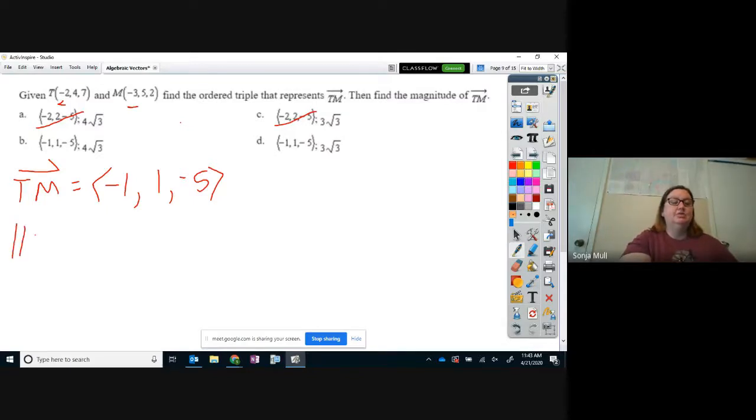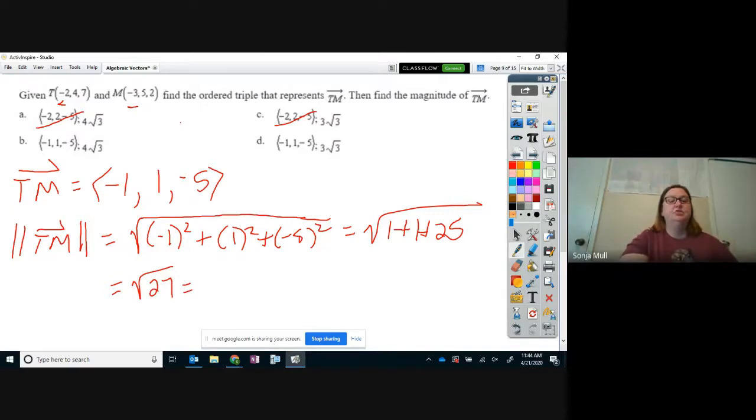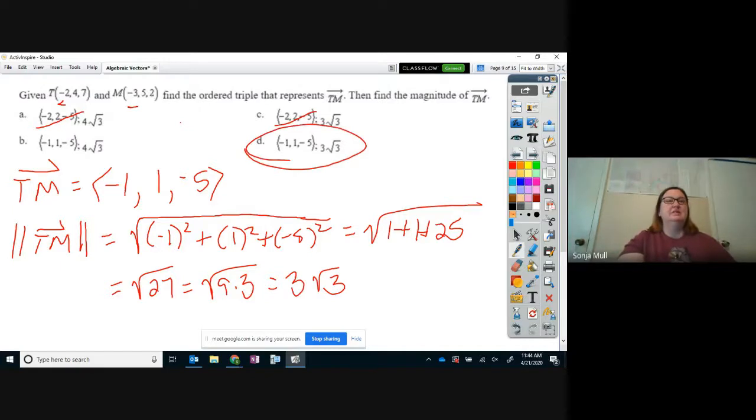Next, I need the magnitude. Just like I find magnitude in 2D, I do it the same way here. It's the square root of all of these squared added together. So negative 1 squared plus 1 squared plus negative 5 squared. Remember, when I square a negative, it becomes a positive. So this is 1 plus 1 plus 25, which is the square root of 27, which I can simplify. 27 is 9 times 3. The square root of 9 is 3, and so I get 3 square root 3. And so my answer is D.